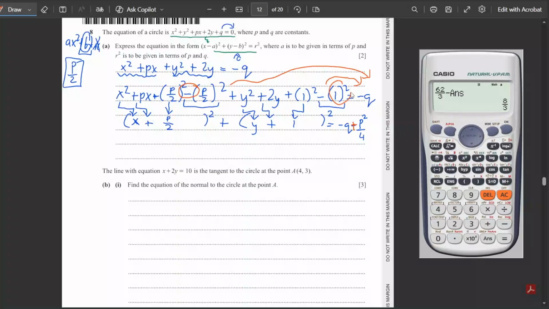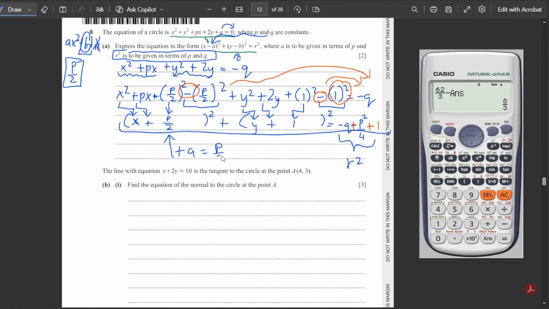And then this 1 squared, when I take it to the other side, it's going to stay a 1, and this sign is going to become a plus. So I'm going to have a plus 1 over here. So this right over here is the equation. All of this basically is your r squared, represented in terms of p and q, just like the question asked you to do. And the a term, so you see the plus a term over here, this right here is the plus a term. So a is basically equal to p over 2.